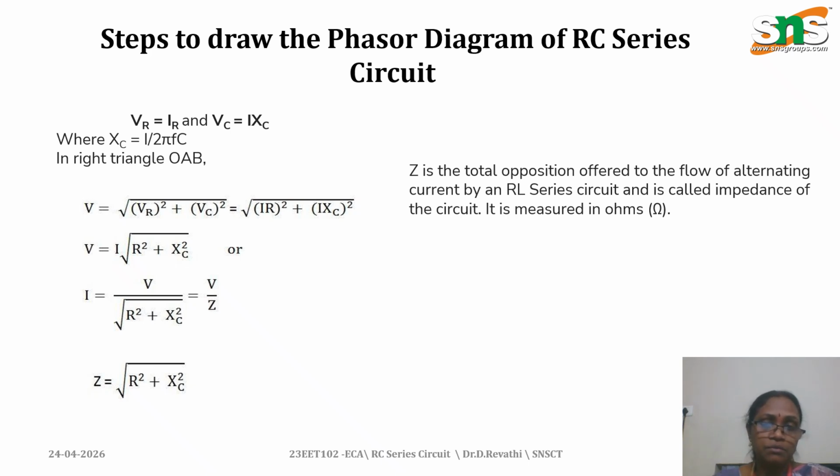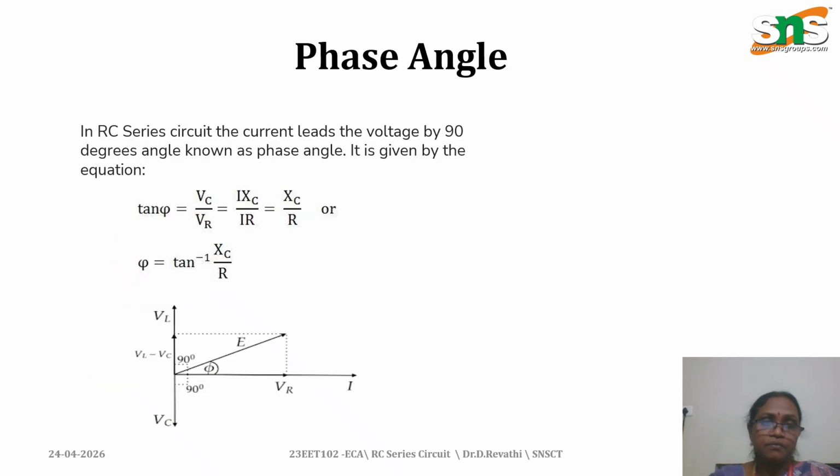So I is equal to V by Z, and Z is the opposition offered to the flow of alternating current. The unit is ohm. And for the phase angle, normally we know that the angle between the voltage and current is considered as phi. The phase angle phi is equal to tan inverse of XC by R. From this diagram, we are considering XC by R.